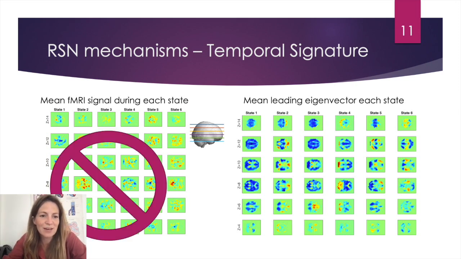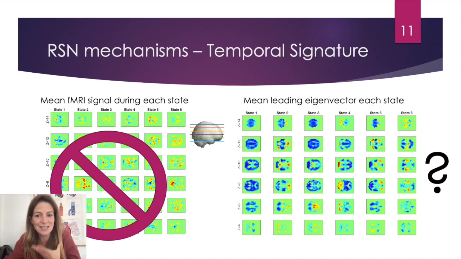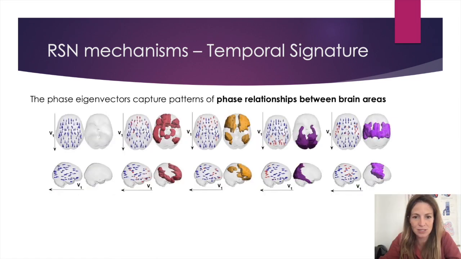So in a way, we can reject the hypothesis that the activation of these patterns is related to just co-activation. It's something that is actually rotating, but it's still unclear why this method is working so nicely and revealing such clear patterns.